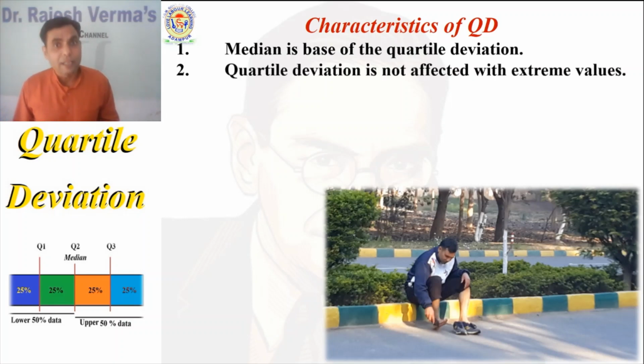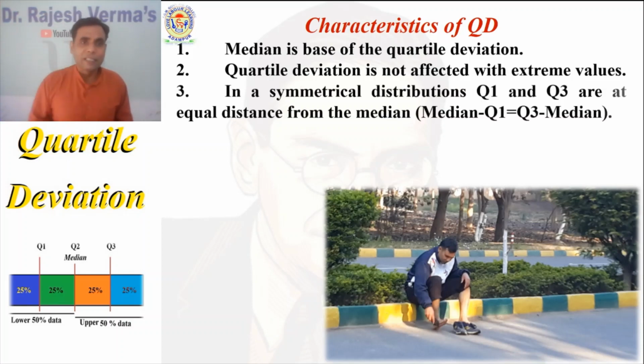The second important characteristic: quartile deviation is not affected by extreme values or outliers, because it just talks about the middle 50% of the data. The outliers, the extreme values, can be lowest or highest, but quartile deviation doesn't consider these values. So it's a very important characteristic. It is not impacted by outliers or extreme values.